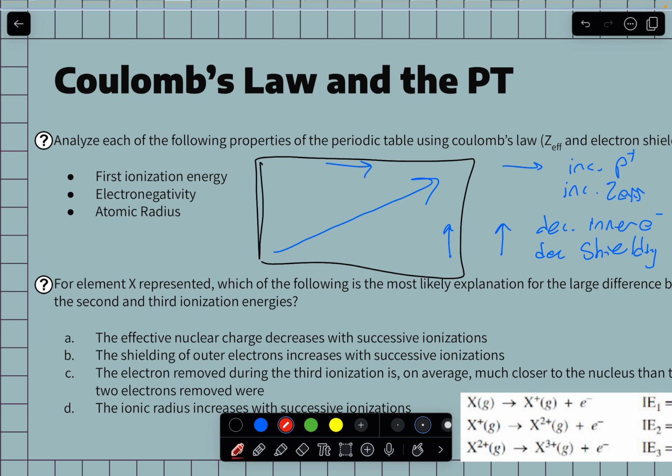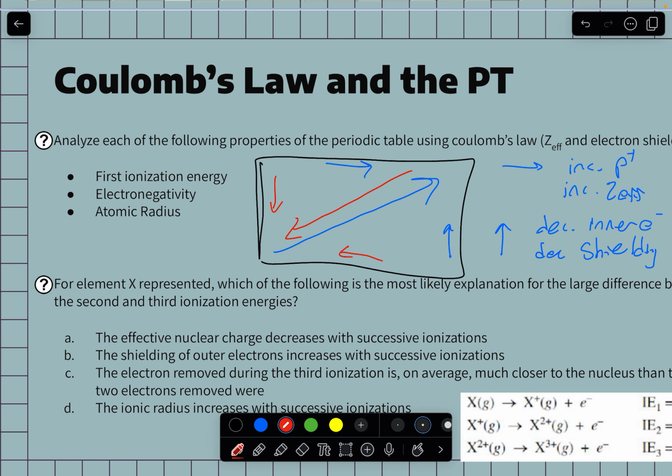The other trends are going to have similar reasons. Same thing for electronegativity. And then atomic radius is going to be the opposite. So if you go the other way, down a group and to the left of a period, atomic radius gets bigger because there are fewer protons relative to the period. So it's less nuclear charge, and there's more shielding.